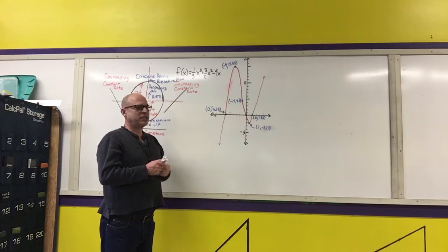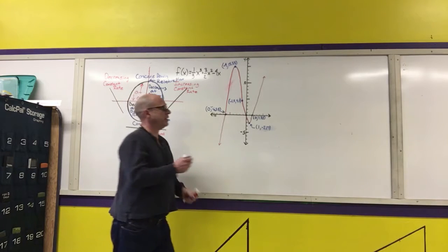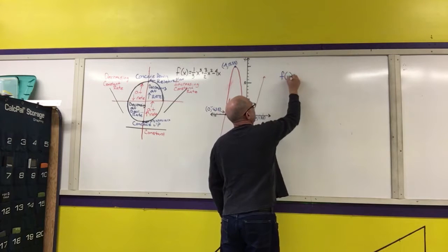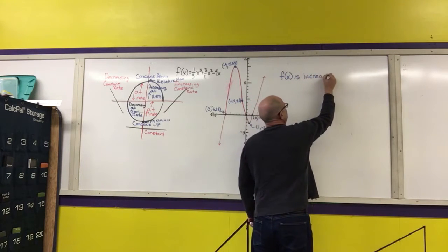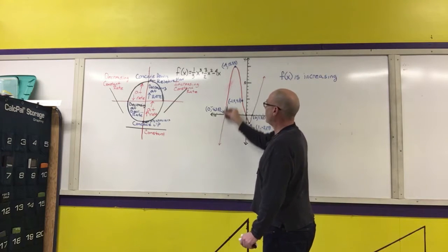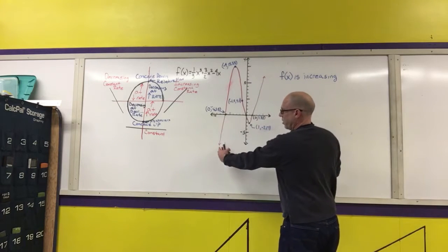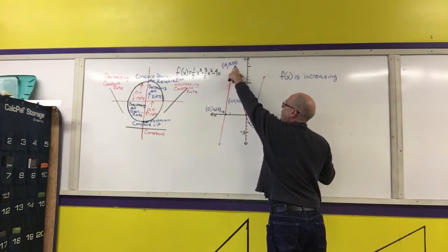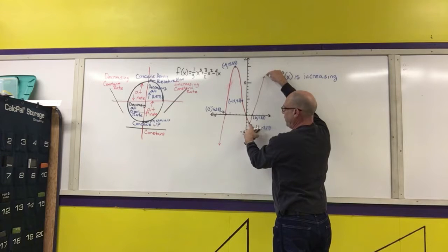So the first type of question they ask is, where is the graph increasing? Where is the function increasing? So I can say that f(x) is increasing wherever it is going uphill. So wherever it is going positive from left to right. So it's increasing from here up to this point, and it's also increasing from this point up to infinity.